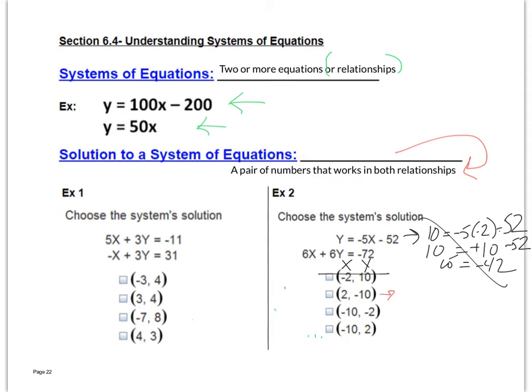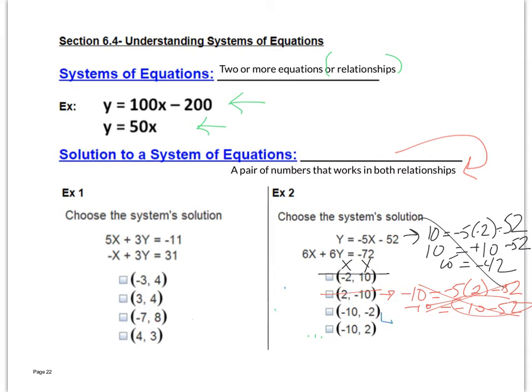The second one, I'm going to put it right in the first equation. It doesn't matter if you put it in the first or the second equation first, but you have to check it in both. So negative 10 equals negative 5 times 2 minus 52. Well, that gives me negative 10 equals negative 10 minus 52. Well, that's negative 62 over here, so negative 10 does not equal negative 62. So that's incorrect. Cross that out.